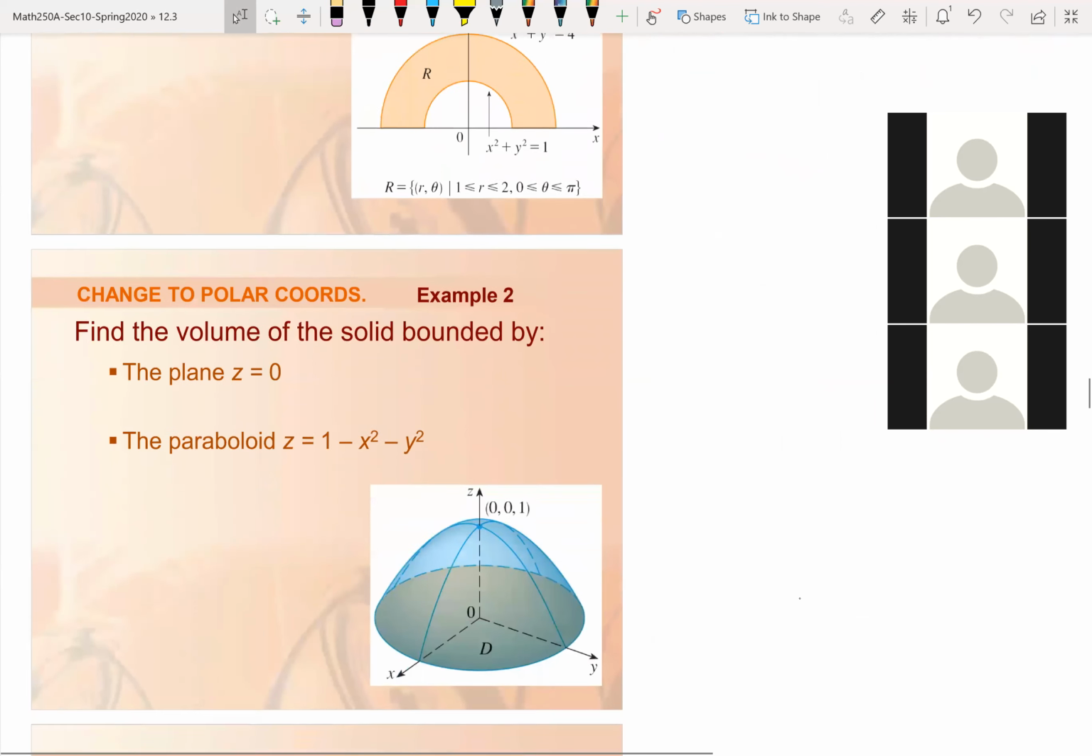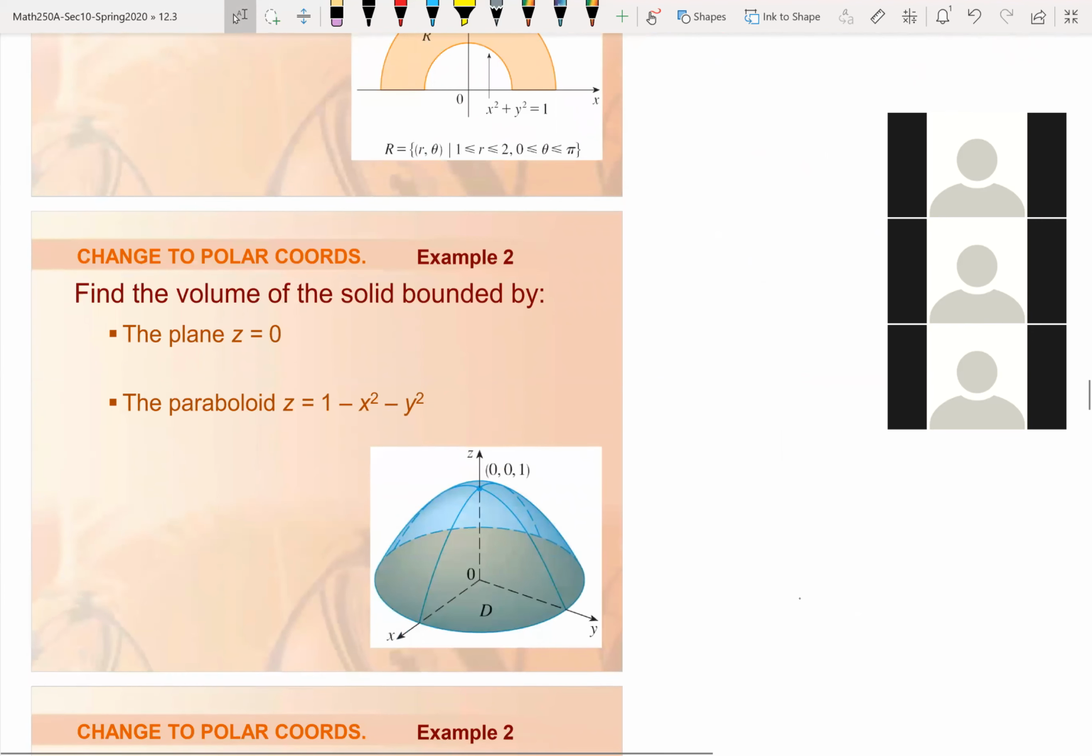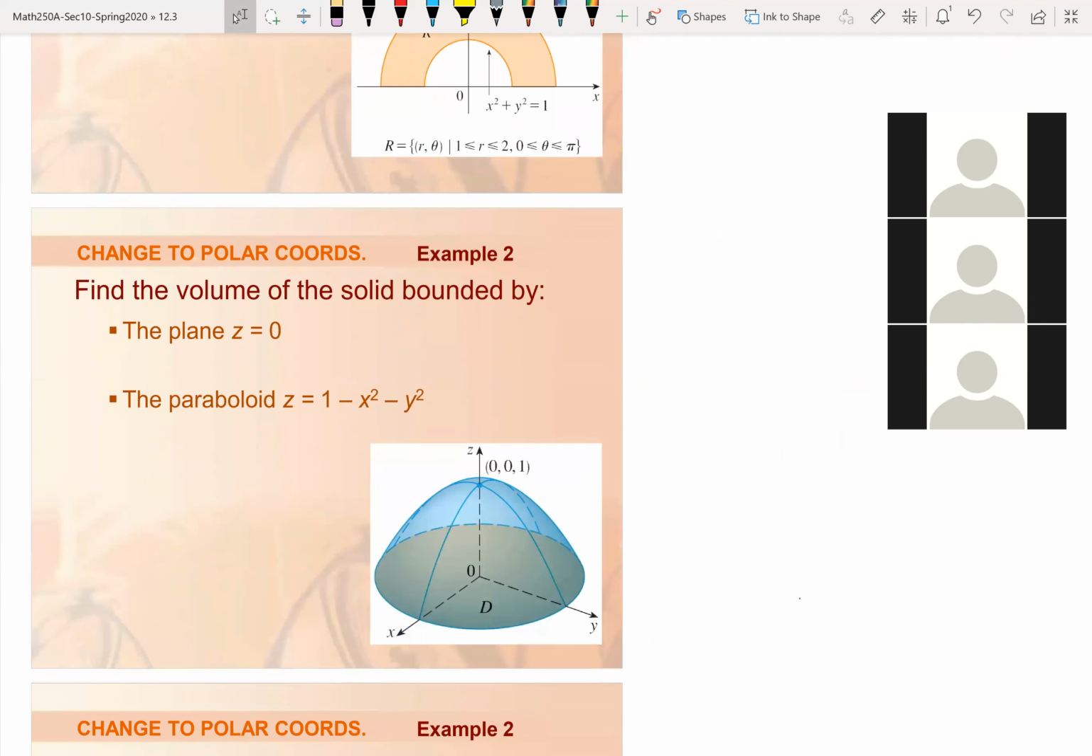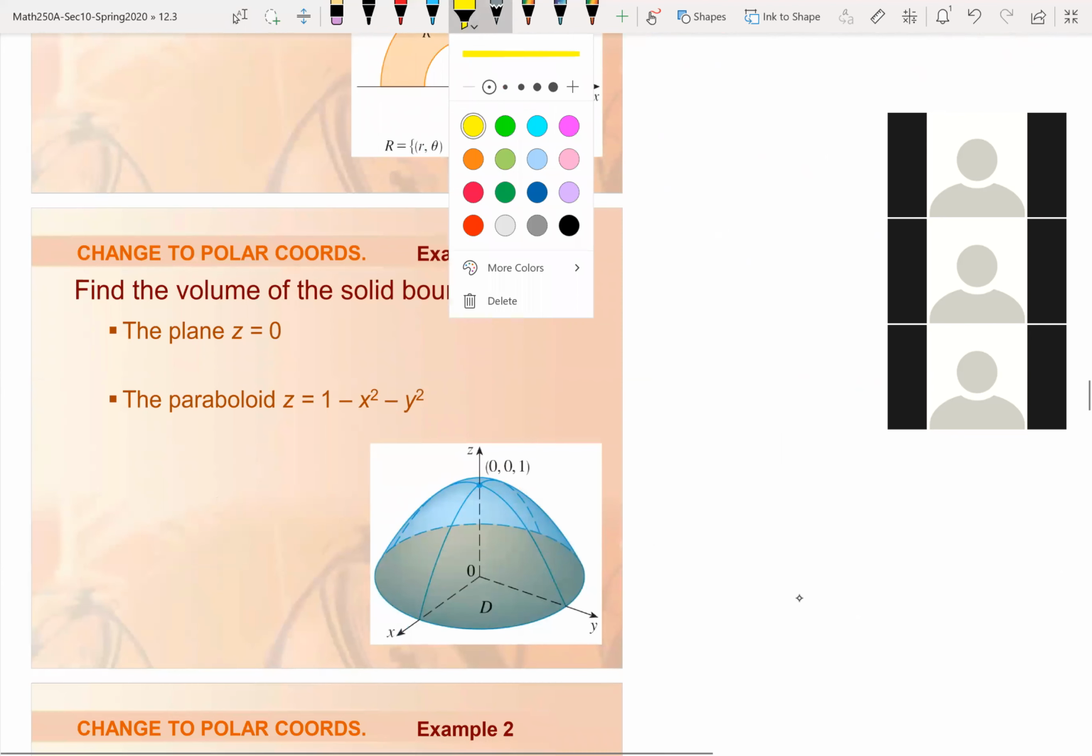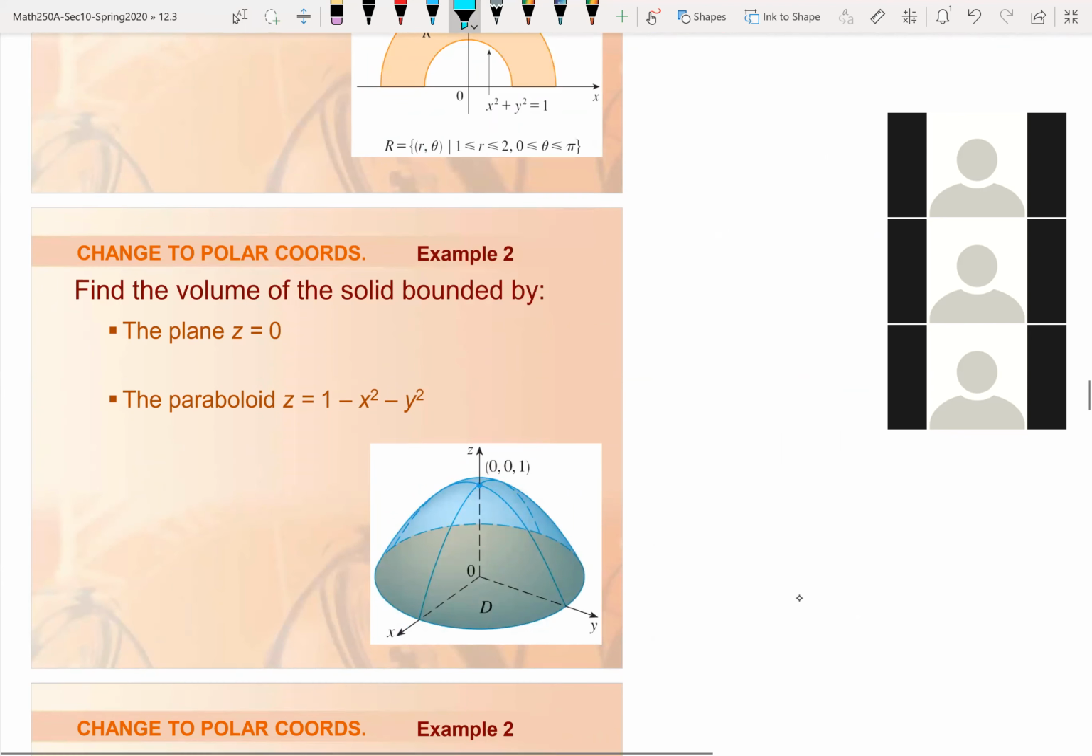Okay. So next one. This is the next one. What it is, finding the volume.